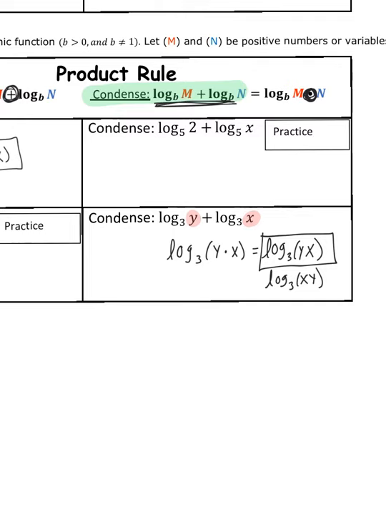For the practice, the two things that you're multiplying together are the 2 and the x. So you should get log base 5 of 2 times x. And I really don't need the multiplication symbol in between. So I'm just going to rewrite this as log base 5 of 2x. And that is the product rule.